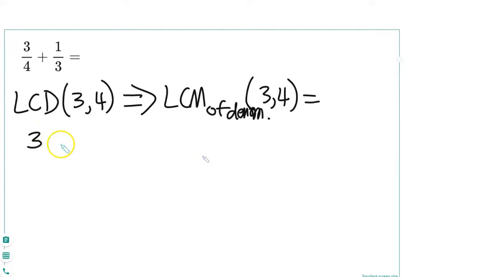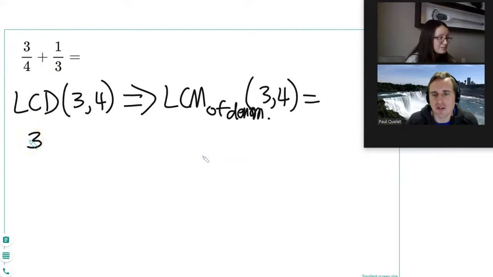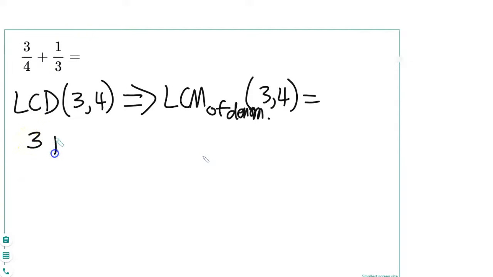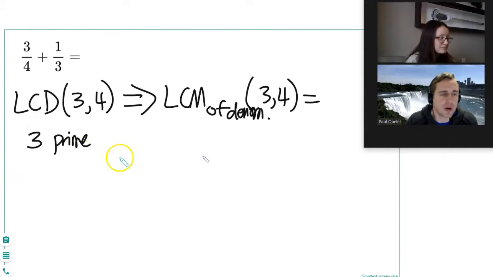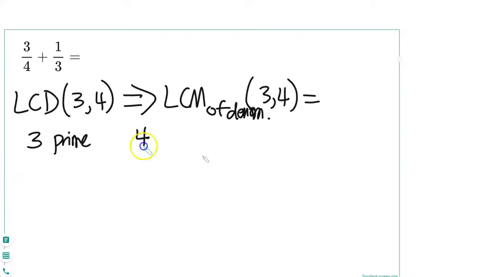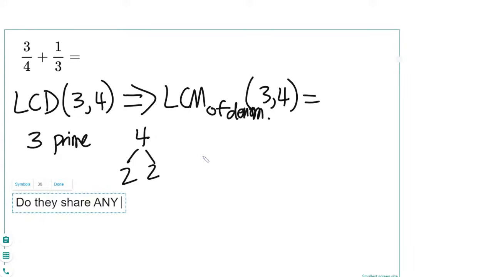Okay, so once again, 3 is what sort of a number? You said this a few minutes ago. A prime number. Yeah, this is a prime, right? You can't divide it by anything but itself and 1. How about 4? Let's ask this question: do they share any factors? Yeah, so we're going to say no.